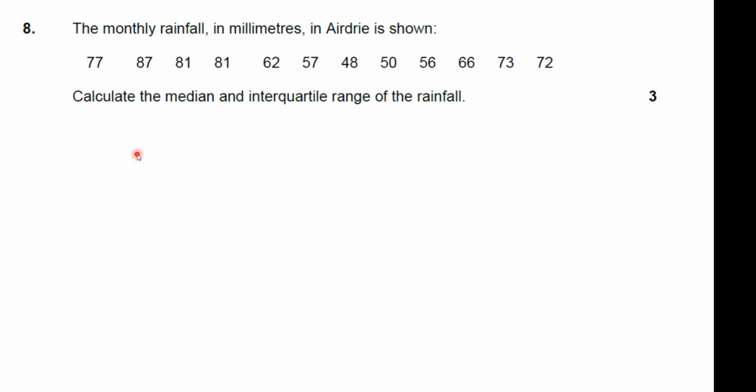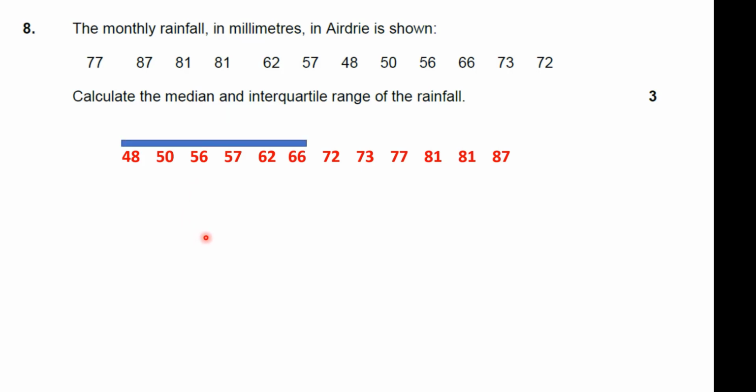Okay, here's question 8. It's worth 3 marks. We're given monthly rainfall in millimetres in Airdrie, and we want to calculate the median and interquartile range of this rainfall. So the first thing you've got to do is to put the numbers in order from smallest to biggest. There they are.